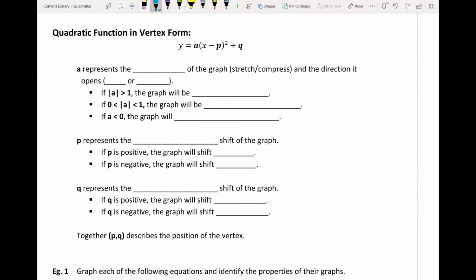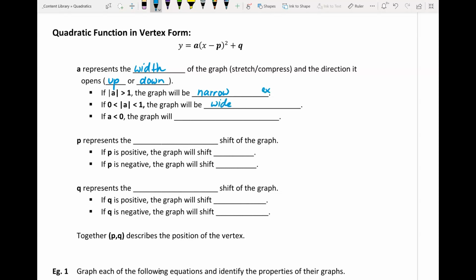Okay, so the A, the number in the front, this represents your width of the parabola. So it stretches or compresses your parabola, and the direction either opens up or down. It'll open up if your A is positive, and it'll open down if your A is negative. So if A is greater than 1, if you have a number like 2, 3, 4 for your A, the graph will be more narrow. If you have a proper fraction, so some sort of fraction that's between 0 and 1, the graph will be wide.